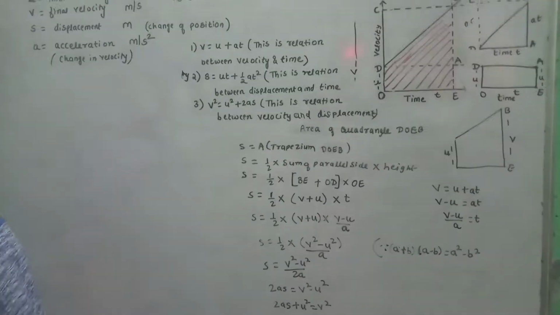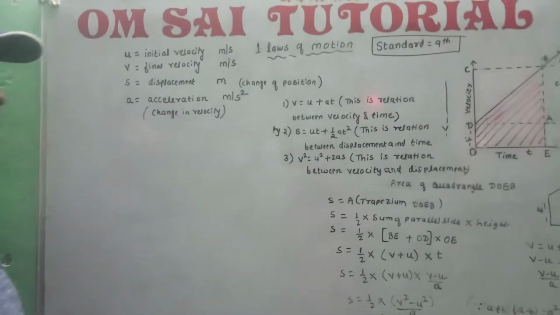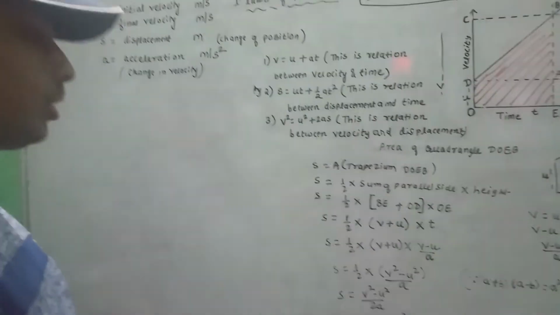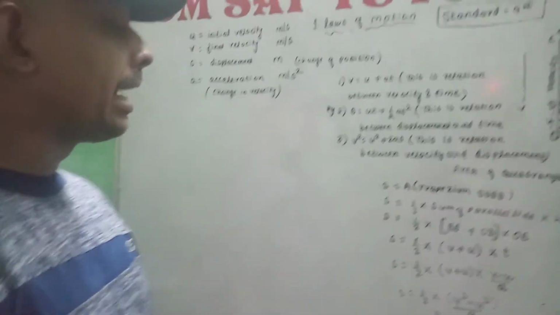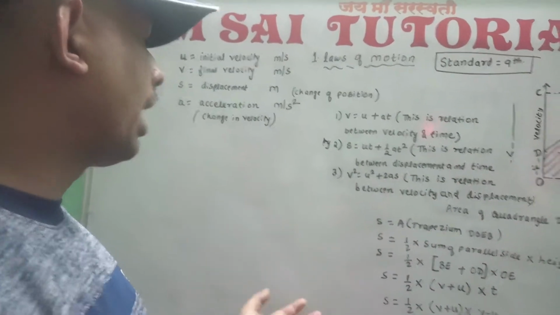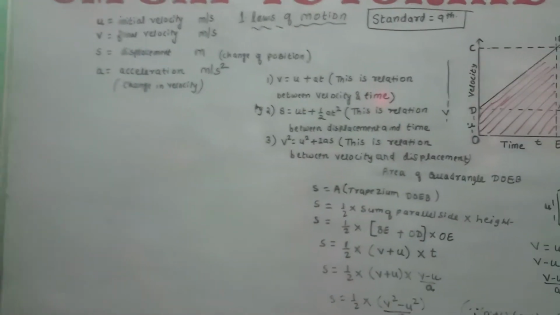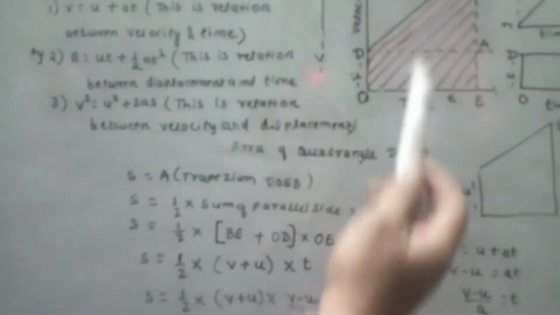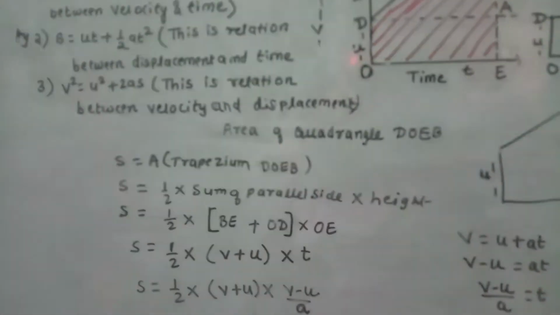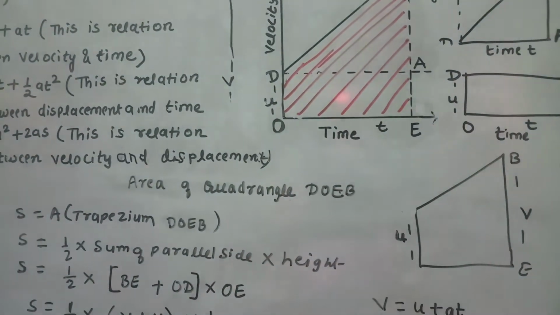So now we are going to learn Newton's third equation of motion through graphical representation. As you took the quadrangle while deriving the second equation, in the same way you have to take the quadrangle DOEB. But in the second equation, you divided this quadrangle into two parts: one was a rectangle and the other was a triangle.